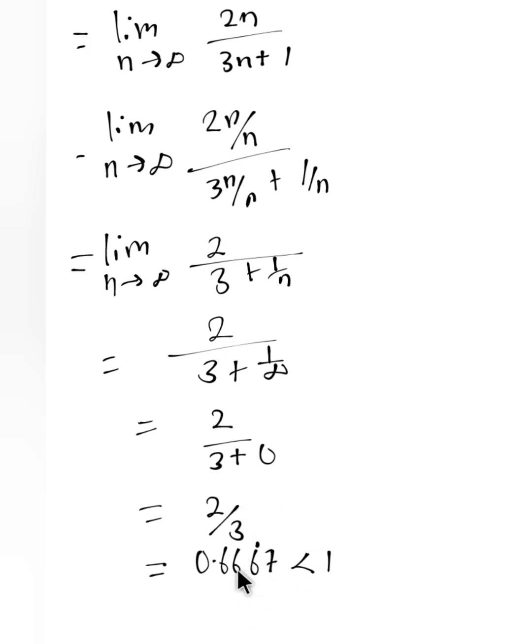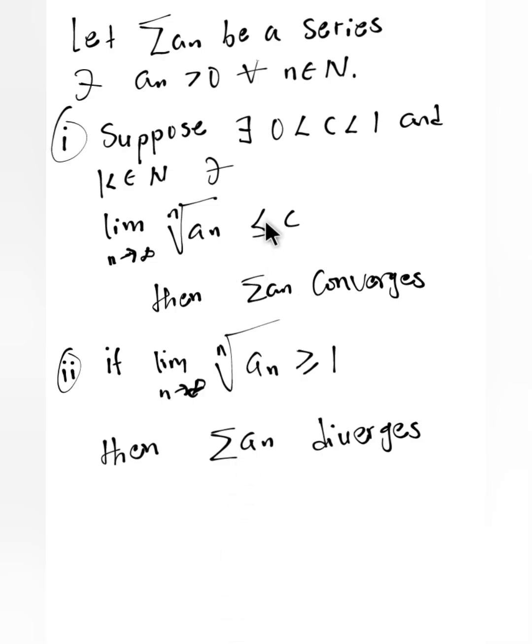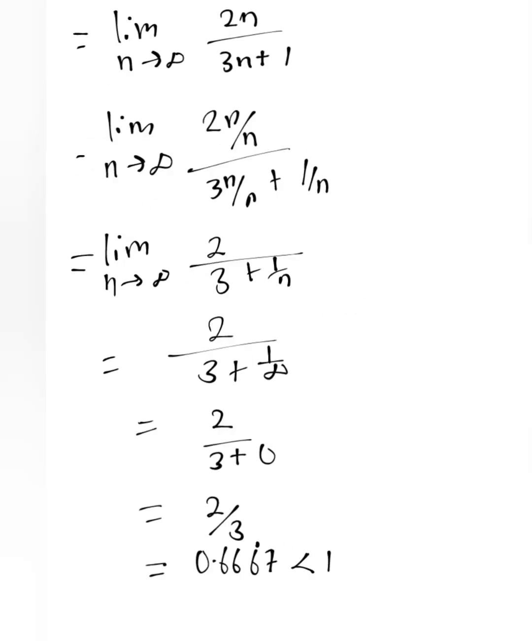Now what happens when the limit is less than 1? Let's check the definition. When the limit is less than or equal to 1, the limit is between 0 and 1, then the series is said to converge. So hence, since this limit is less than 1, the series converges.